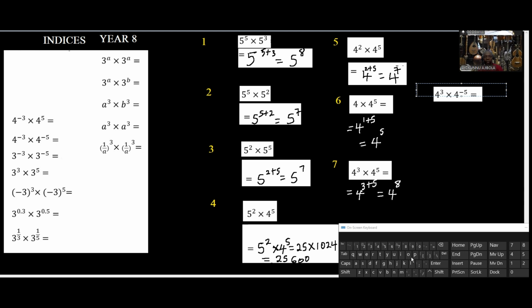So for the eighth one, we have 4 and 4 again. But this time around, 3 plus negative 5 will give us a negative 2. And according to the law of indices, we can say this is 1 over 4 squared, which is finally 1 over 16. Is that clear?